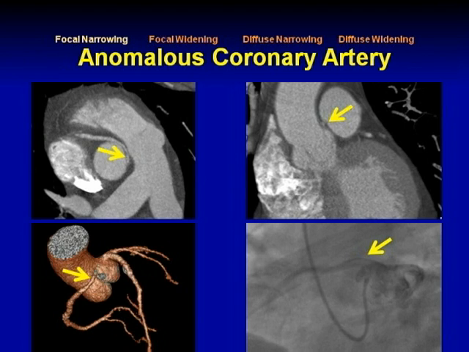The image to the upper left shows that the vessel is coming in between the aorta and the pulmonary artery. It's again above the level of the pulmonic valve, so you go, oh my God, this is another interarterial course. Look at the coronal image, again, it's doing the same thing.